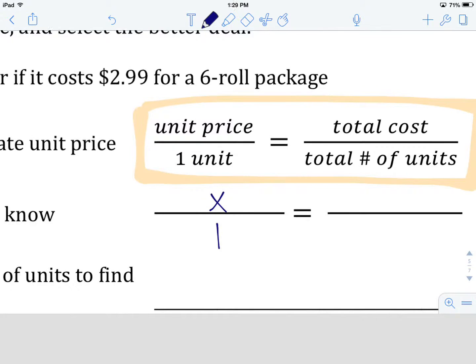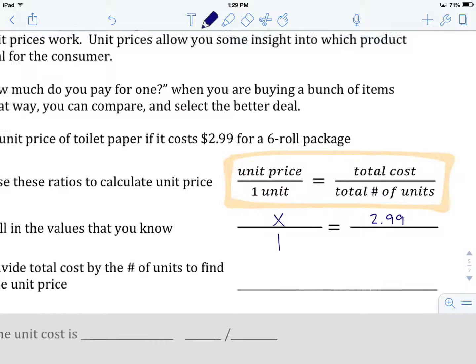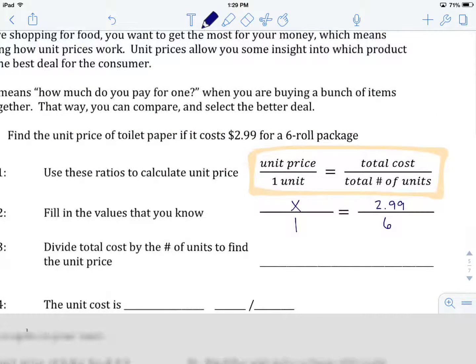Next, let's look at the second ratio. What's the total cost for 6 rolls? That's going to be $2.99. And again, we're going to put that over top of the total number of units. So how many rolls cost $2.99? That's going to be 6 of them. So what we've created here is a proportion, and a proportion is 2 ratios that are set equal to each other.